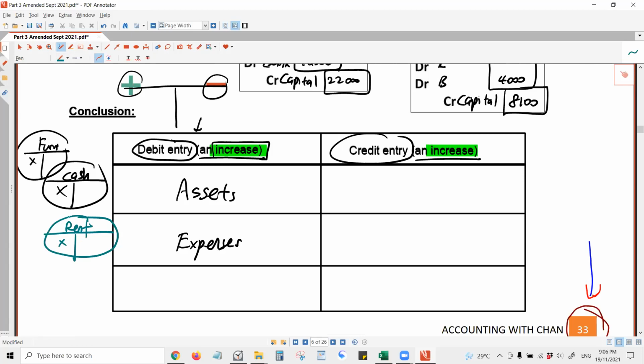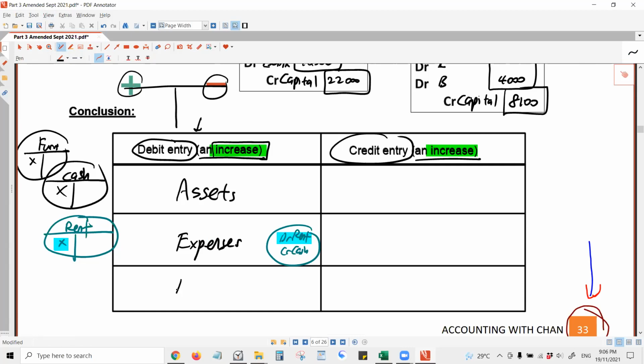So let's say you pay for rent with cash. What would you do? You credit cash, debit rent account, right? You see, when you pay more for rent, you go and debit rent. Meaning an increase in the rent account is on the debit side. Okay, that's the nature of this thing. I don't have an explanation for you. You have to just accept it as it is. It's the plus and minus of the subject.